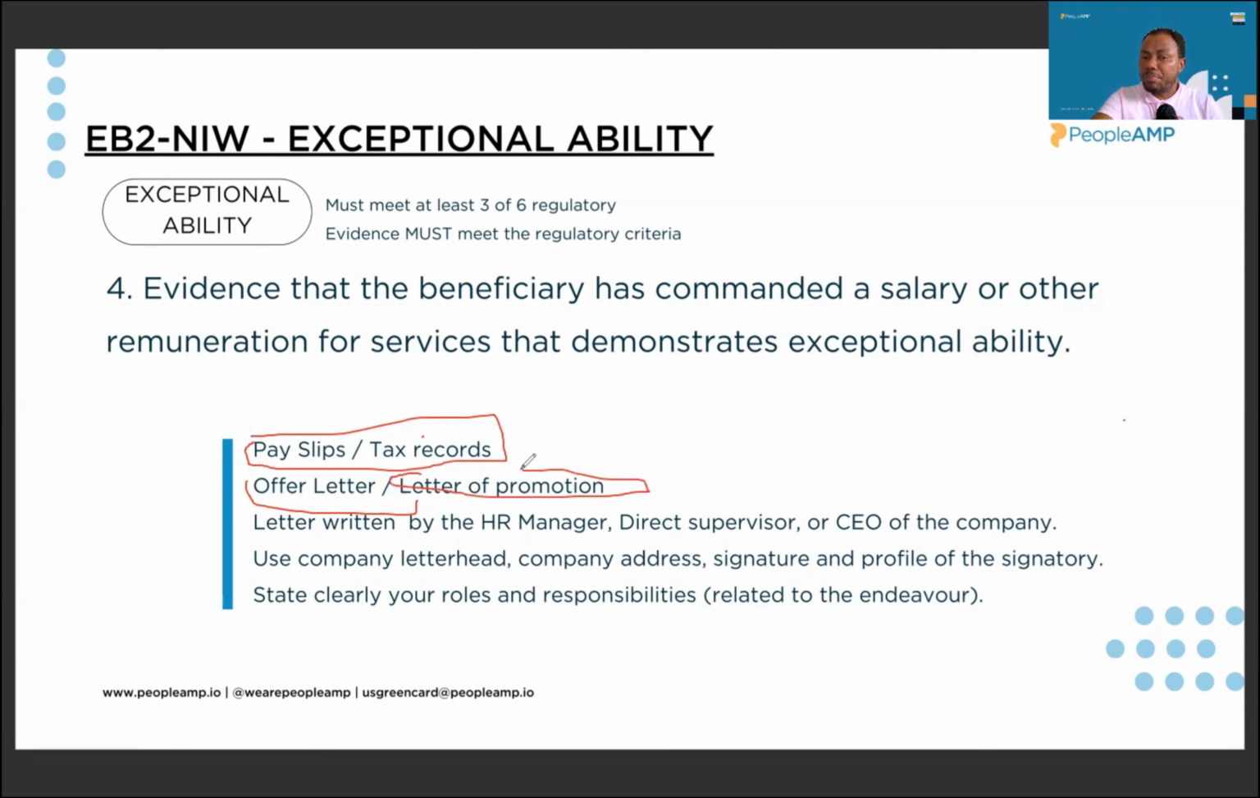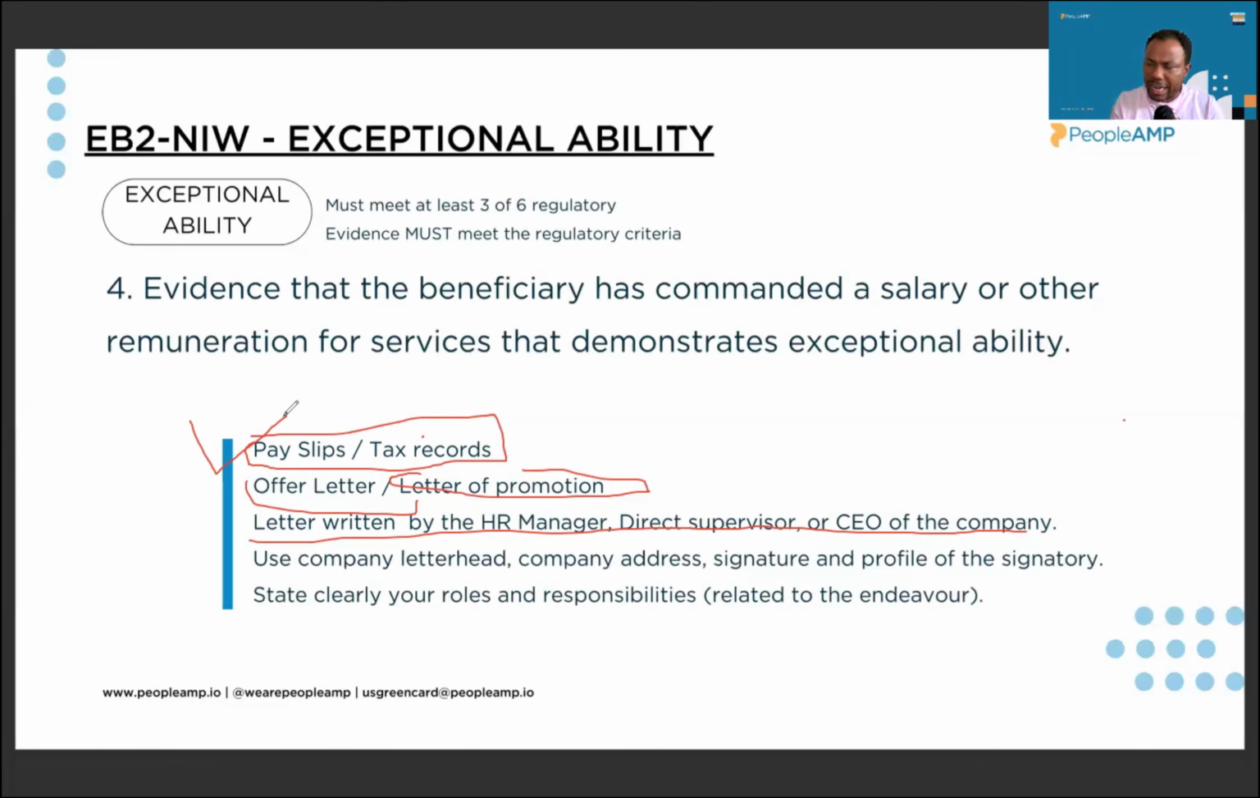If you have been promoted during that period, put a letter there of promotion to show that, yes, I've commanded salary, I've even grown in that role over time. A letter written by the HR manager, the supervisor, or CEO of the company also works here. You could imagine maybe you no longer have access to the offer letter. They can actually write a letter for you to state how much you were earning during the period in which you were with them. I would also prefer that you have the payslip available. It's like your primary evidence.